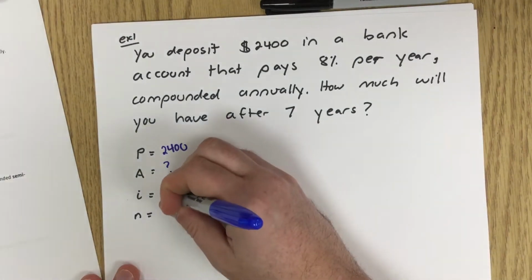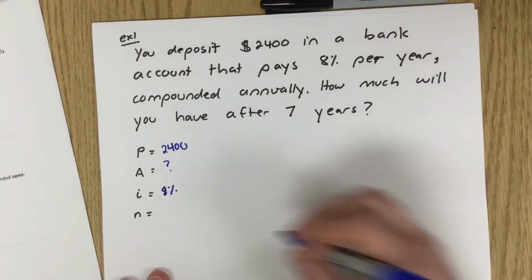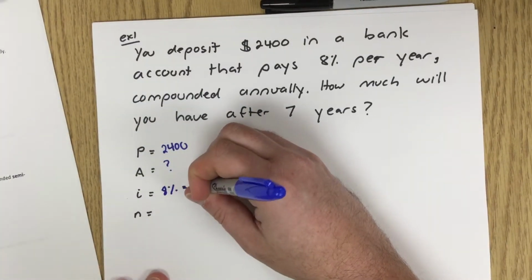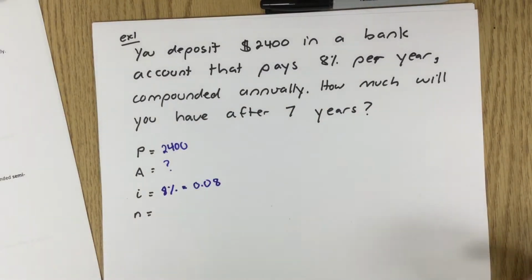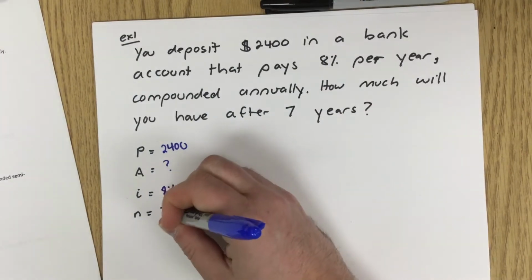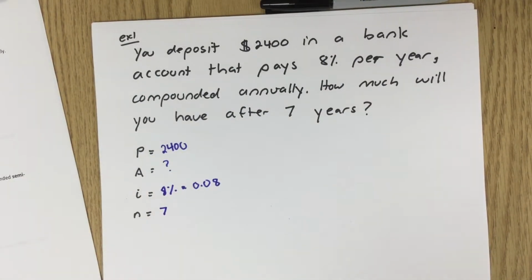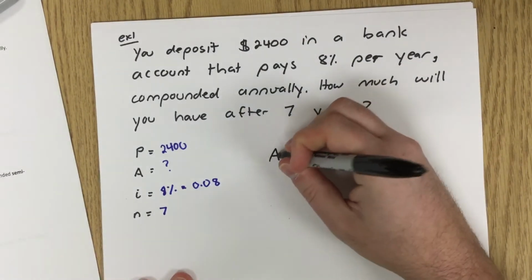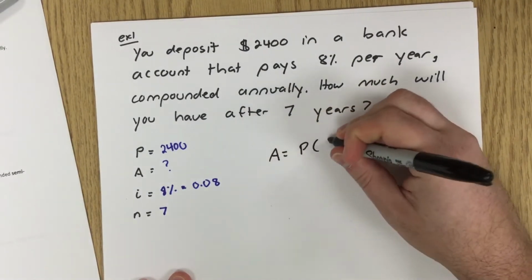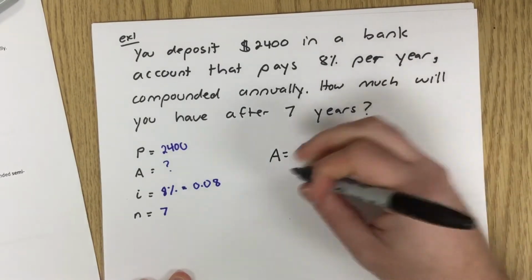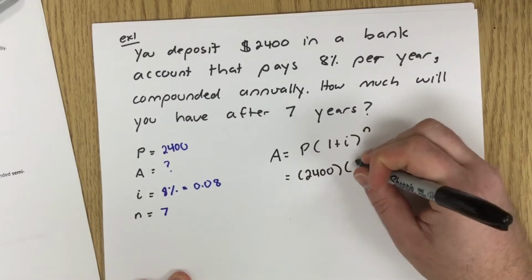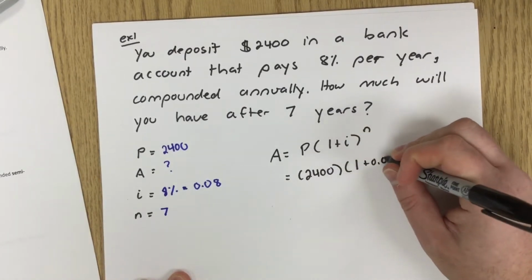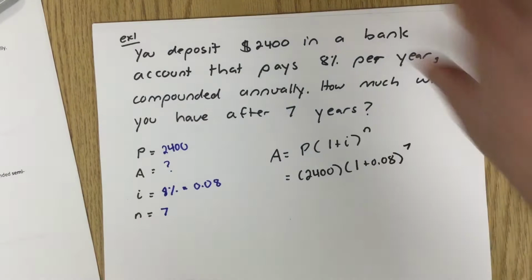So it's going to be 8% per year, but I is going to be in decimal always. So we're going to take the percentage and convert it to a decimal by dividing by 100. N is going to be the number of compounding periods, which is going to be 7. And so overall, we get A equals P times (1 plus I) to the N, which is going to be 2,400 times (1 plus 0.08) to the 7.